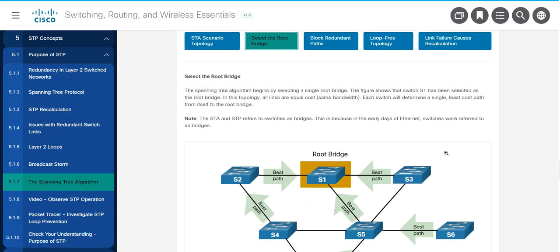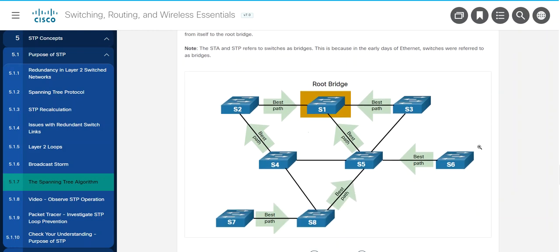So the first thing that would happen is a root bridge would be selected. Now, in earlier days of Ethernet, switches were referred to as bridges, and that's why you'll see the term root bridge. What a root bridge does is act as kind of the leader in the group, for lack of a better way to say it, so that all the information is disseminated from the root bridge, so that we don't have all the information coming from all the other switches in your network and causing confusion within the MAC address tables.